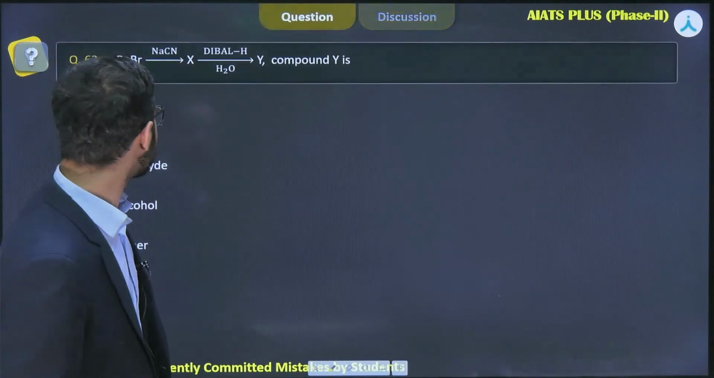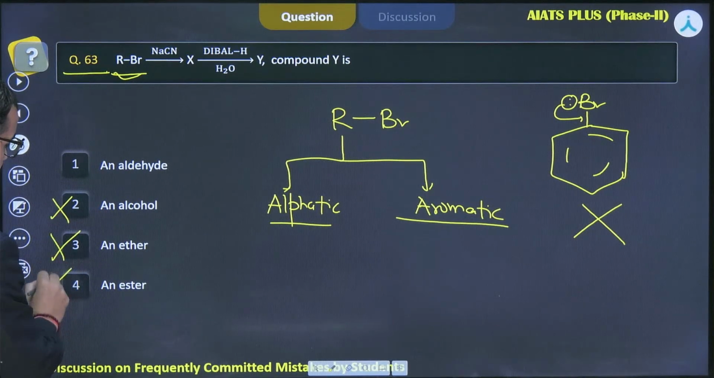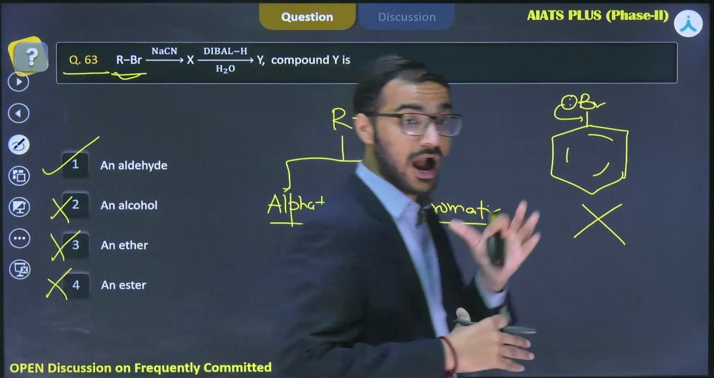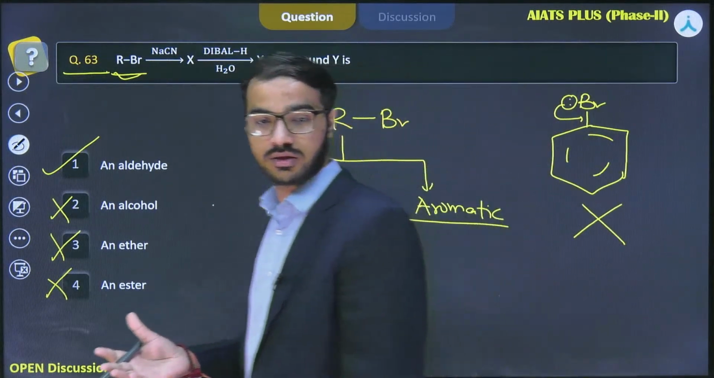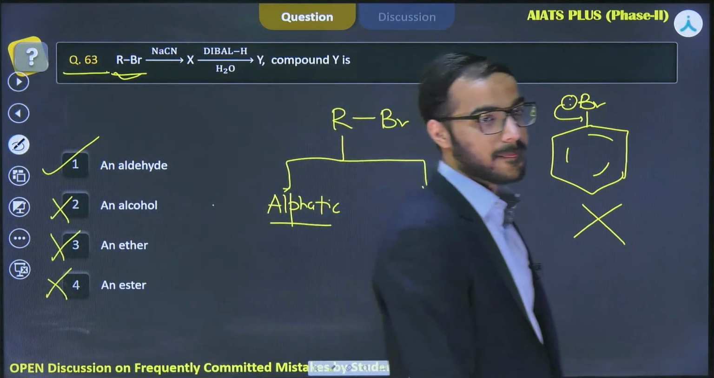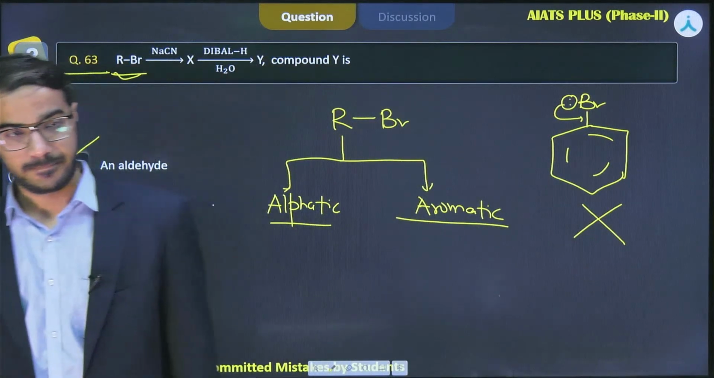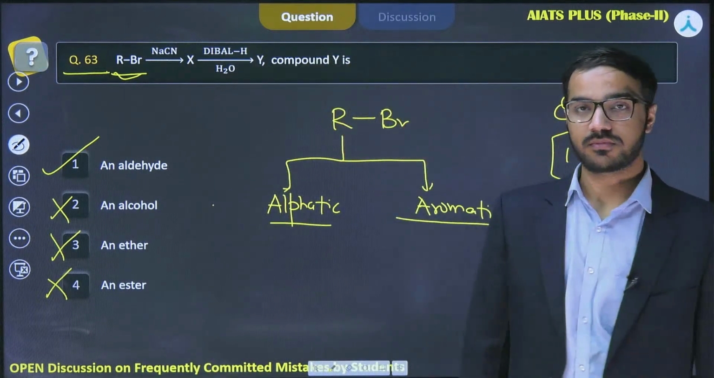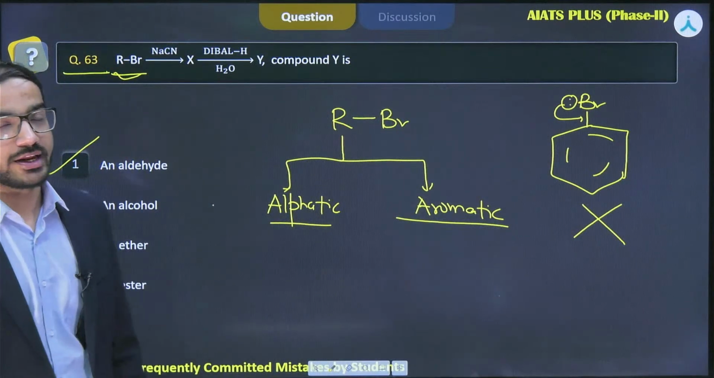Okay, so let us check which option must be correct. So this can't be the case, this is the case. But if you are reacting the DIBAL-H at a very high temperature, then this could be the product as well. Okay. Is it clear? Okay, let's move to the next question.